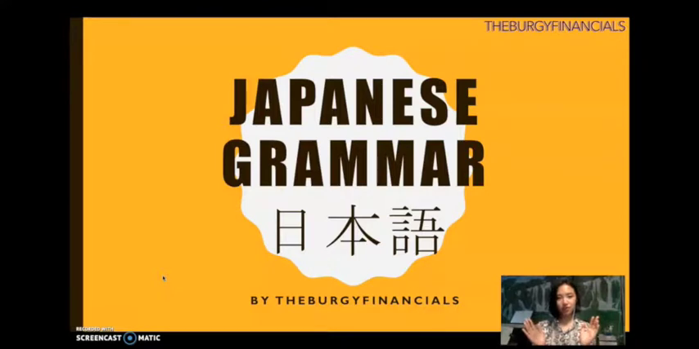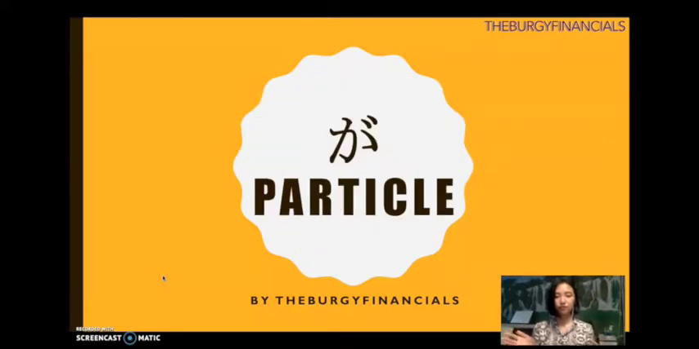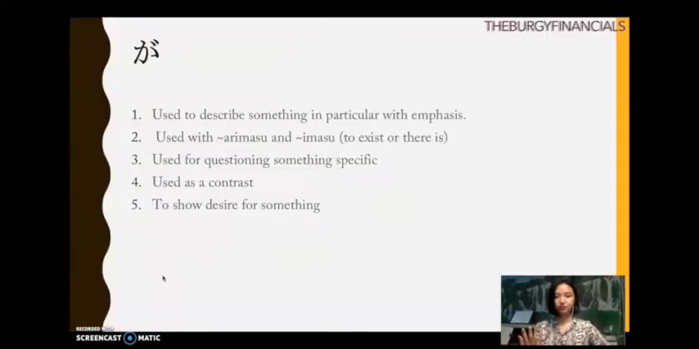I will be discussing Japanese grammar, specifically the grammar that is usually used in the Japanese language, which is the ga particle. So what is it used for? There are 5 main ways to use this grammar.